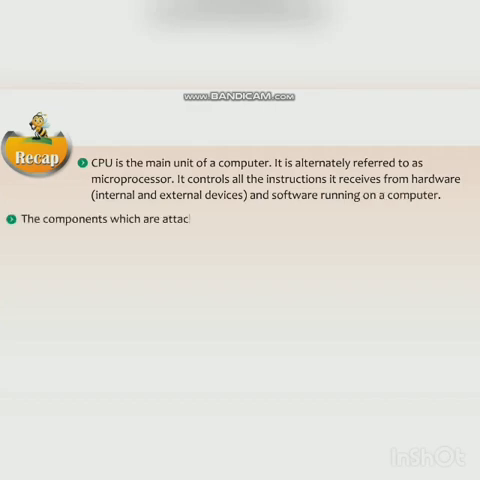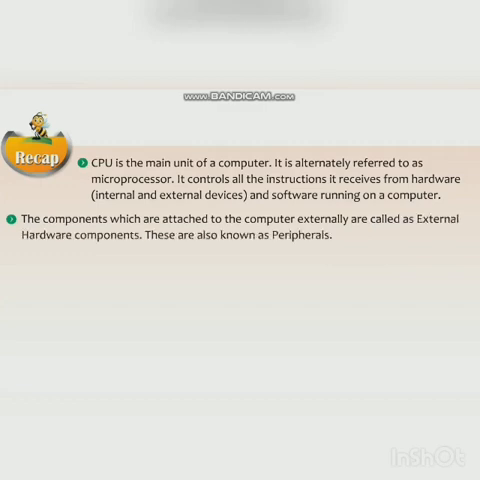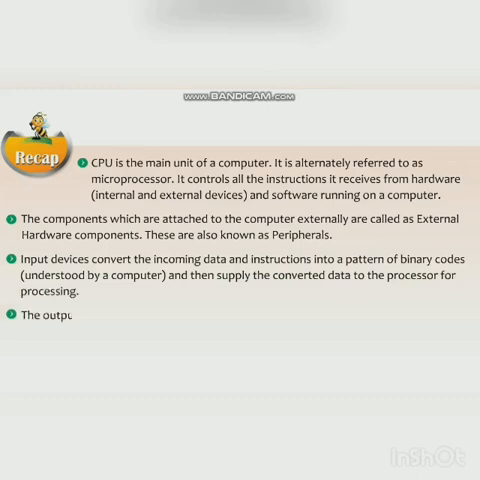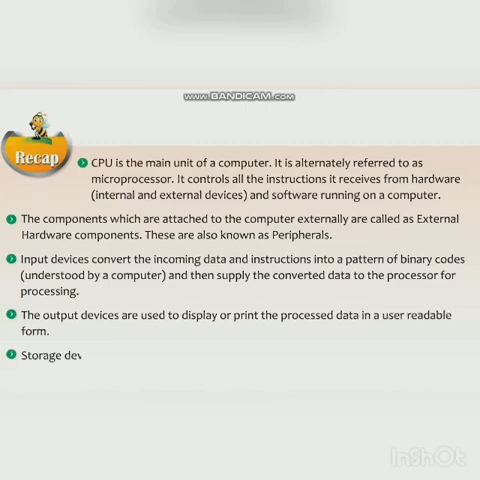The components which are attached to the computer externally are called as external hardware components. These are also known as peripherals. Input devices convert the incoming data in the instructions into a pattern of binary codes understood by a computer and then supply the converted data into the processor for processing. The output devices are used to display or print the processed data in a user-readable form. Storage devices store information until it is deleted or overwritten by the user.